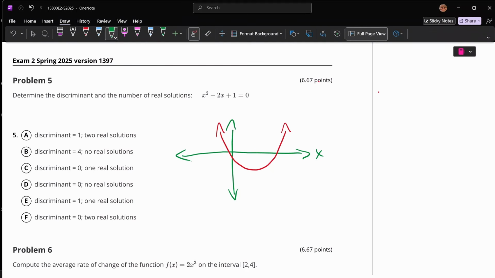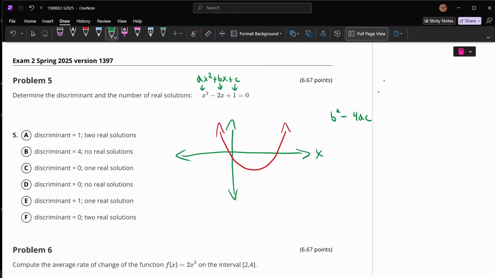Then there's the formula for the discriminant, which is b squared minus 4ac. This is the thing you see in the quadratic formula under the square root. So now all we have to do is figure out what our a, b, and c are going to be. Recall that that's based off of the general form of a quadratic expression, ax squared plus bx plus c, where you can see in this case a is going to be 1, b is going to be negative 2, and c is going to be 1.